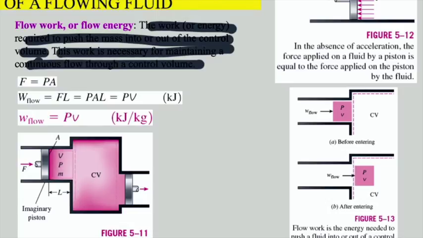Let us look into the original definition of force. F equals PA, and for work of a flow, W equals FL. Equating F equals PA, thus we can relate that the work of a flow is equal to PV, pressure times volume.